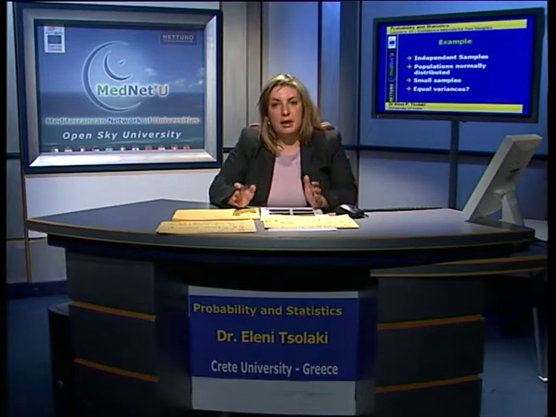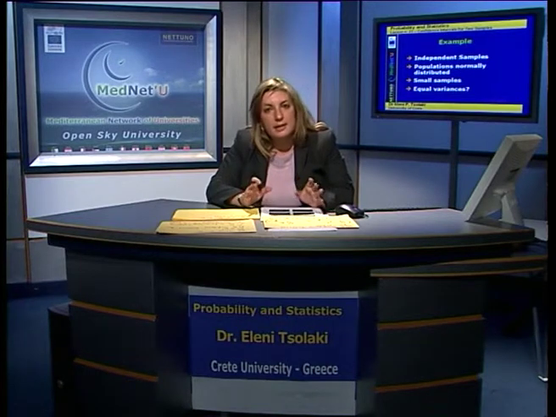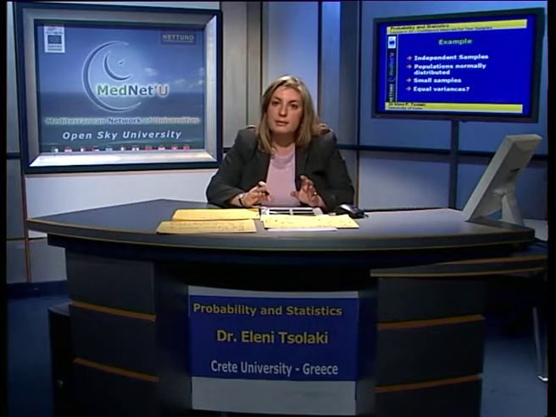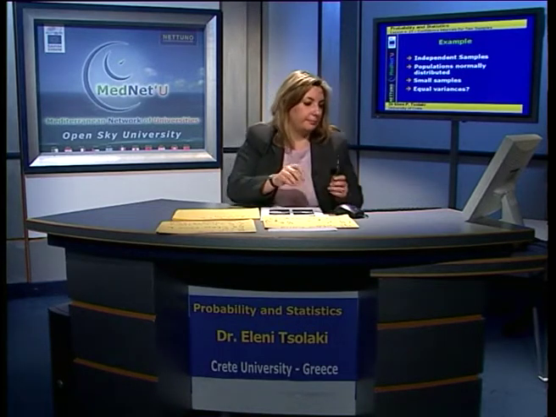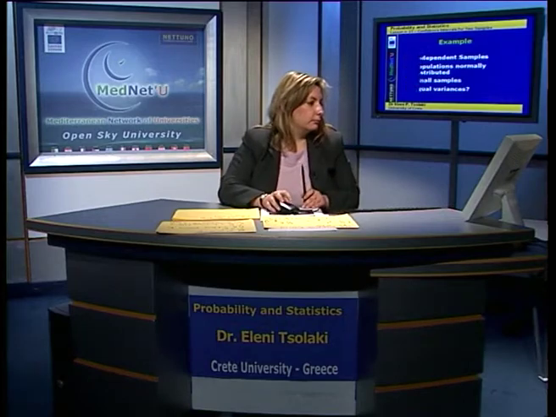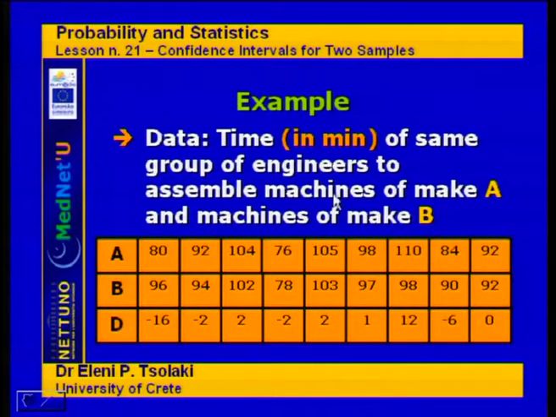So for this example, we have talked about independent samples. Let's see what happens if we have samples that we assume are not independent. Let's see an example. So now we have the time of the same group of engineers to assemble machines of make A and machines of make B. And the data are given in this table.